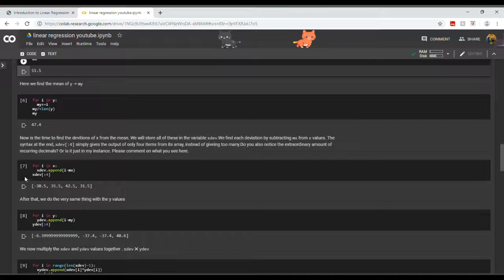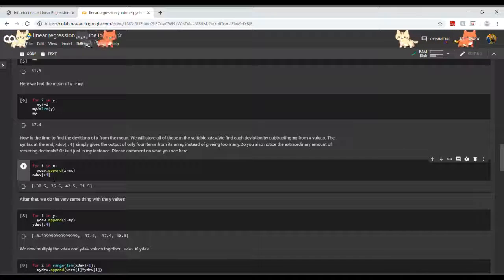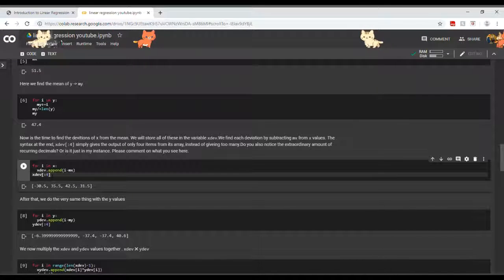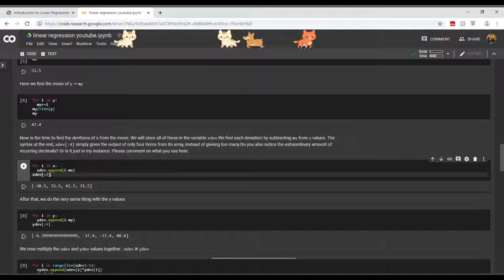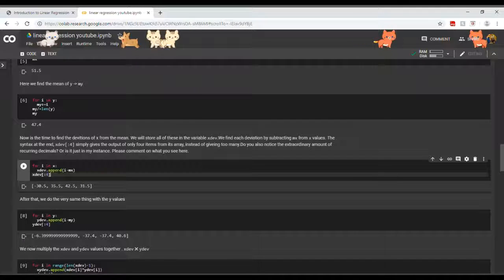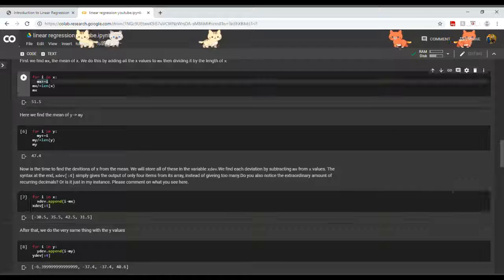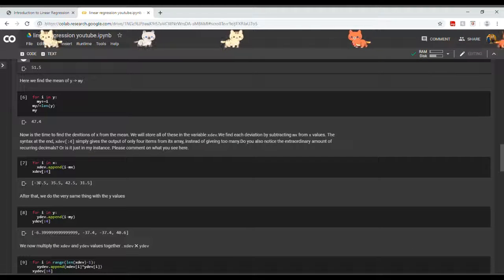47.4. Now we want to find out the deviations. This is some really fancy syntax I learned from a tutorial. So what is the x deviation? The x deviation is basically the values of x minus the mean of x. Okay, so well, we have this.